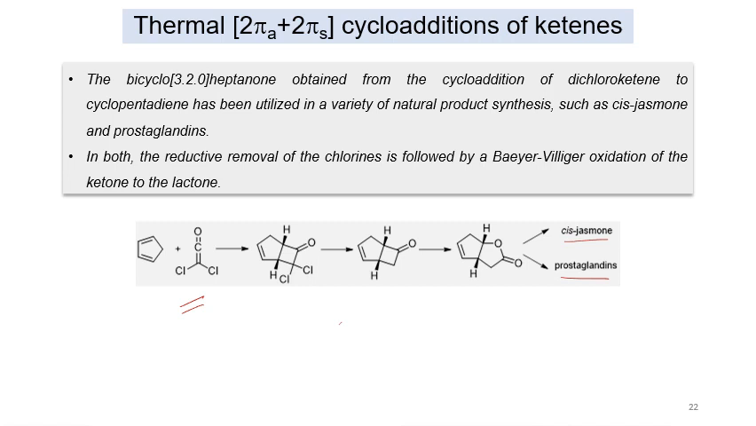So in this particular process, first you generate this bicyclic structure, then reductively remove both the chlorines, which gives you this ketone, which can now be rearranged under Baeyer-Villiger oxidation conditions to give you this particular lactone.